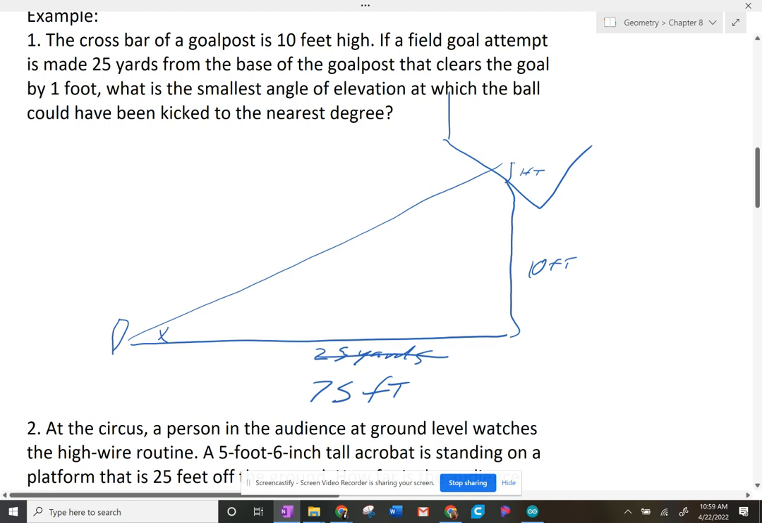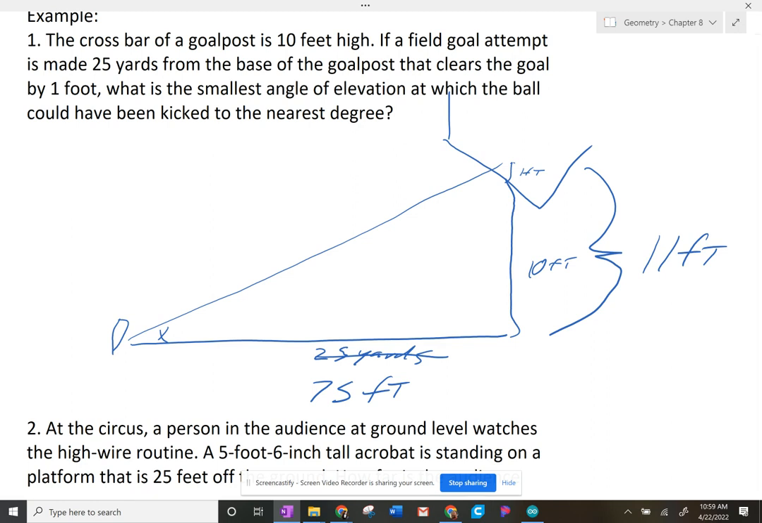Field goal's 10 feet, and he wants to clear by at least 1 foot. 11. Perfect. You just added them together. It's tiny right here. It looks like an H instead of a 1. Sorry, that's my 1 foot. I'm not good at writing. Okay, so this is my 11 feet. This is my 75 feet. I got to find that x.